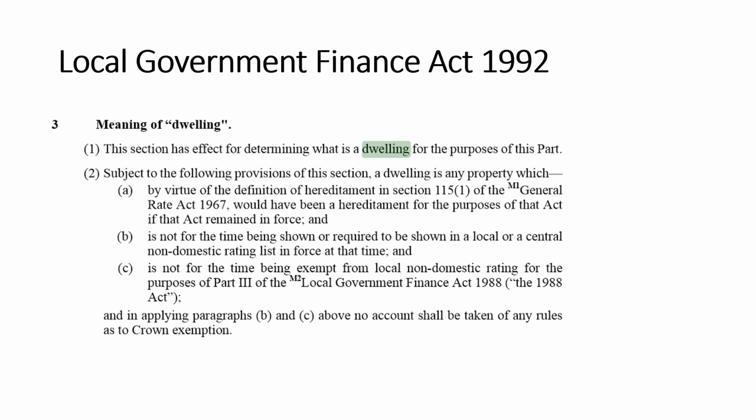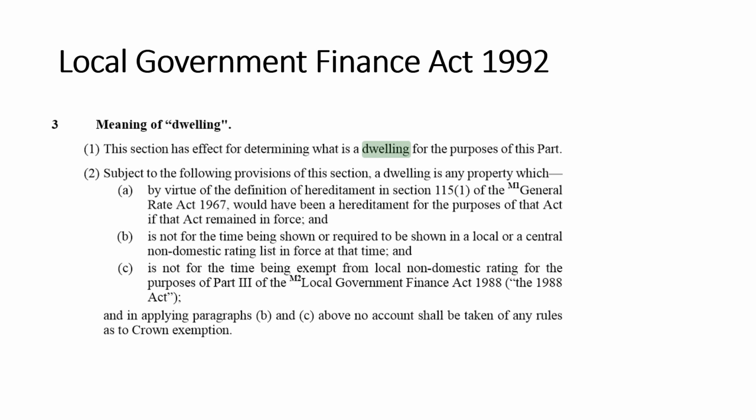Now, Local Government Finance Act 1992, meaning of a dwelling. This section has an effect for determining what is a dwelling for the purpose of this part. Subject to the following provisions, a dwelling is any property which, by virtue of the definition of hereditament under section 115 sub 1 of the General Rates Act, would have been a hereditament for the purpose of the Act if the Act had remained in force. So even though that Act may be repealed, they don't care. They're saying that the Act is basically equivalent to being active.